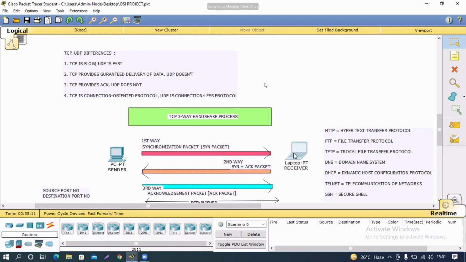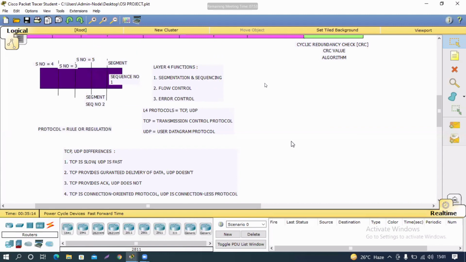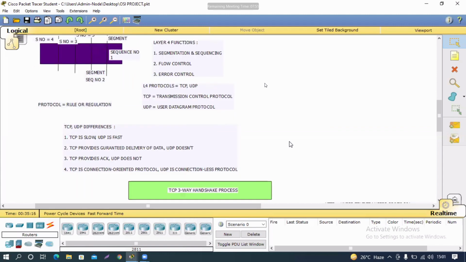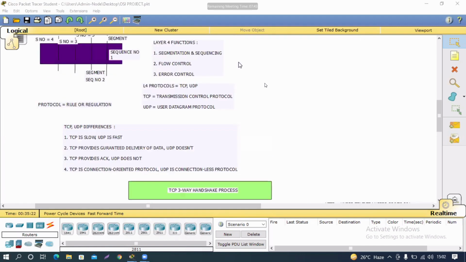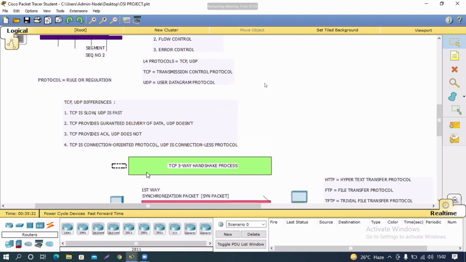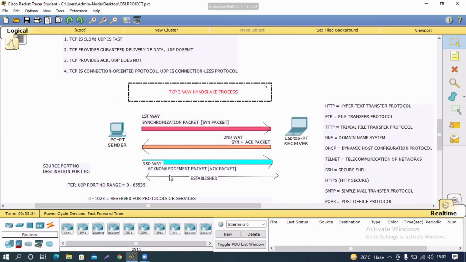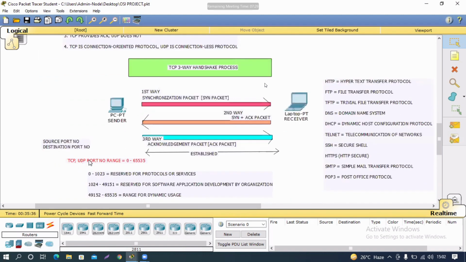Can you repeat the layer 4 functions? Layer 4 functions, these are the main functions: segmentation, sequencing, flow control, error control. Protocol switch is working over here, the differences over here, the TCP three-way handshake process over here. And these are your TCP UDP port numbers based on which we do communication on a regular basis.